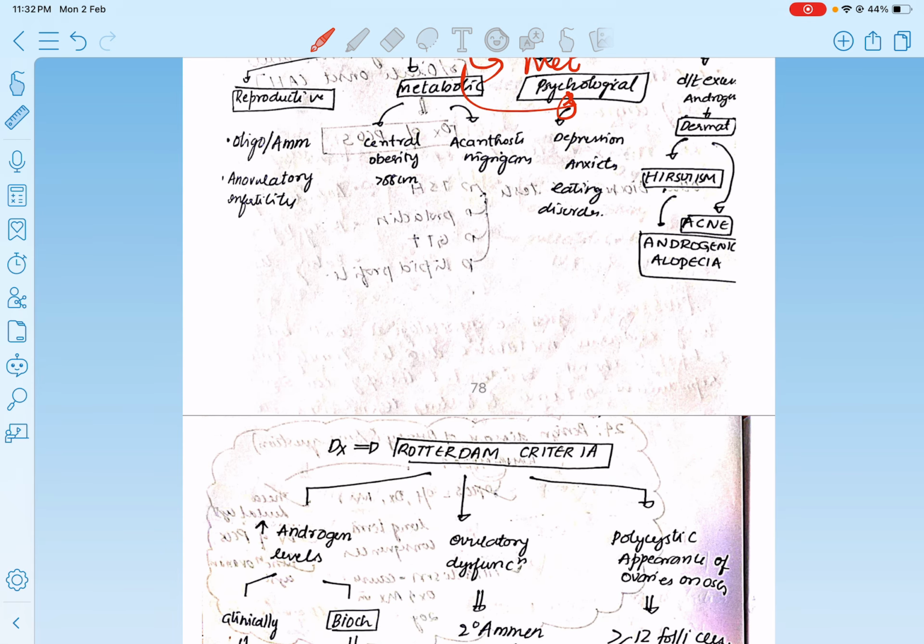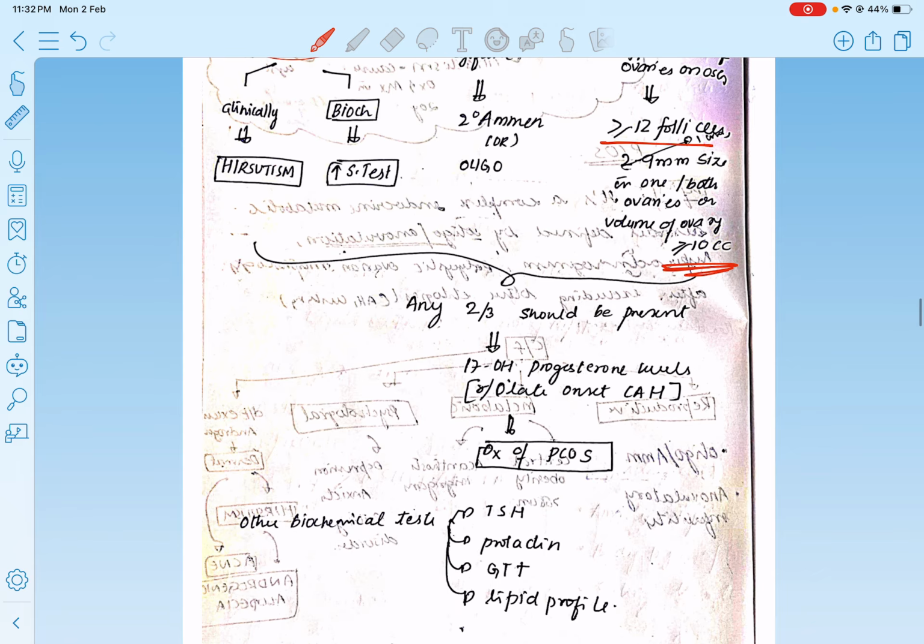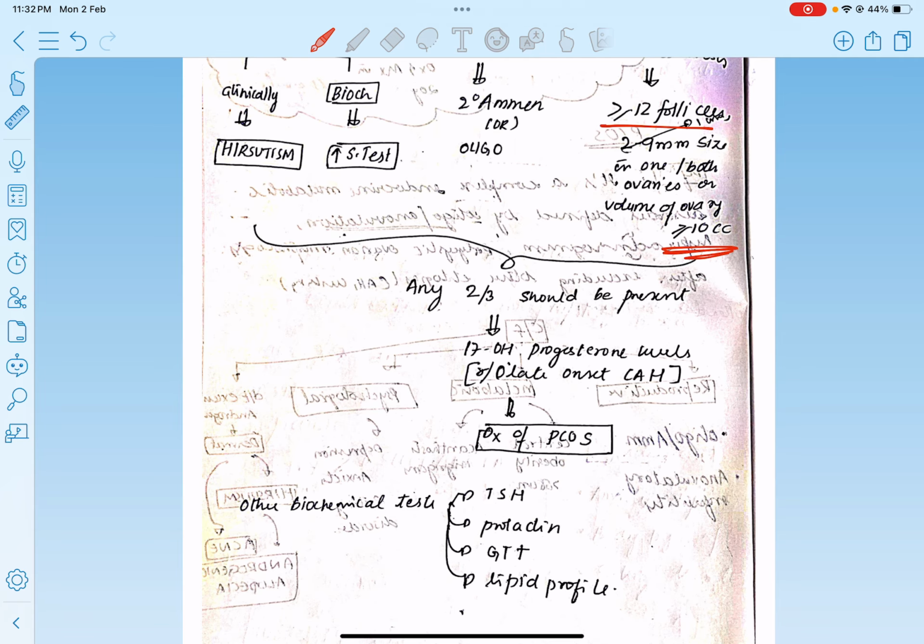Then Rotterdam criteria, very important. Three major things: first, androgen excess, either clinical or biochemical. Second component is ovulatory dysfunction, where you will have oligomenorrhea or secondary amenorrhea. And the major thing is, make sure you remember all the numbers: more than 12 follicles of 2 to 9 mm in size in one or both ovaries, or ovarian volume of more than or equal to 10 cc. Also you should rule out CAH.